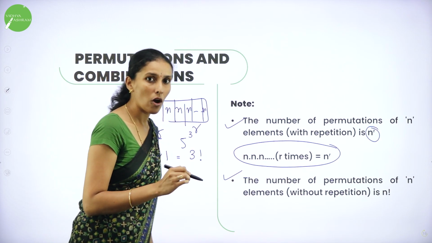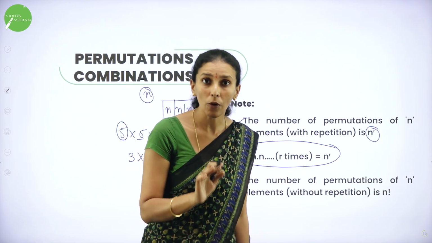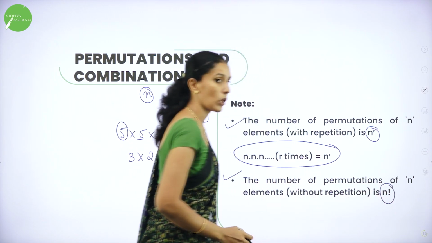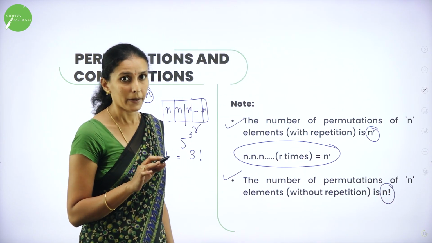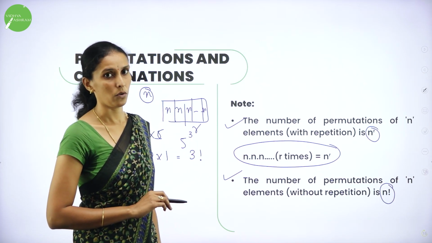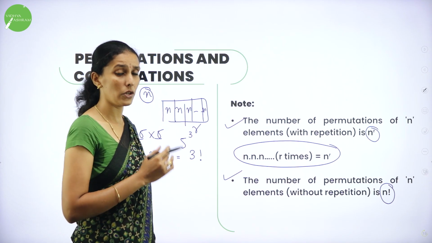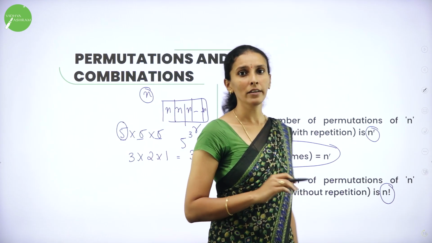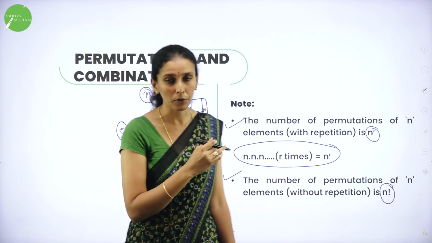Similarly, if you have n objects in n number of places without repetition, then you can write this as n factorial. There the elements are not repeated. So it can be written in the form of n factorial. This is the simple formula you can use while solving problems. One more thing, and then we'll start solving problems on it.